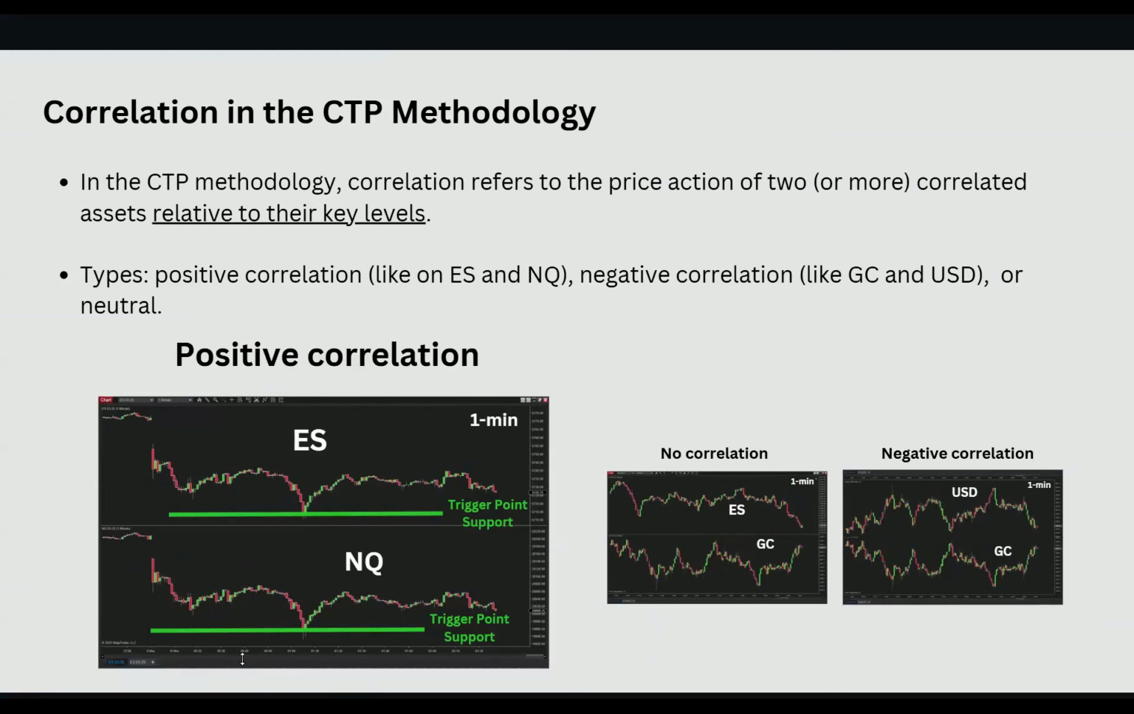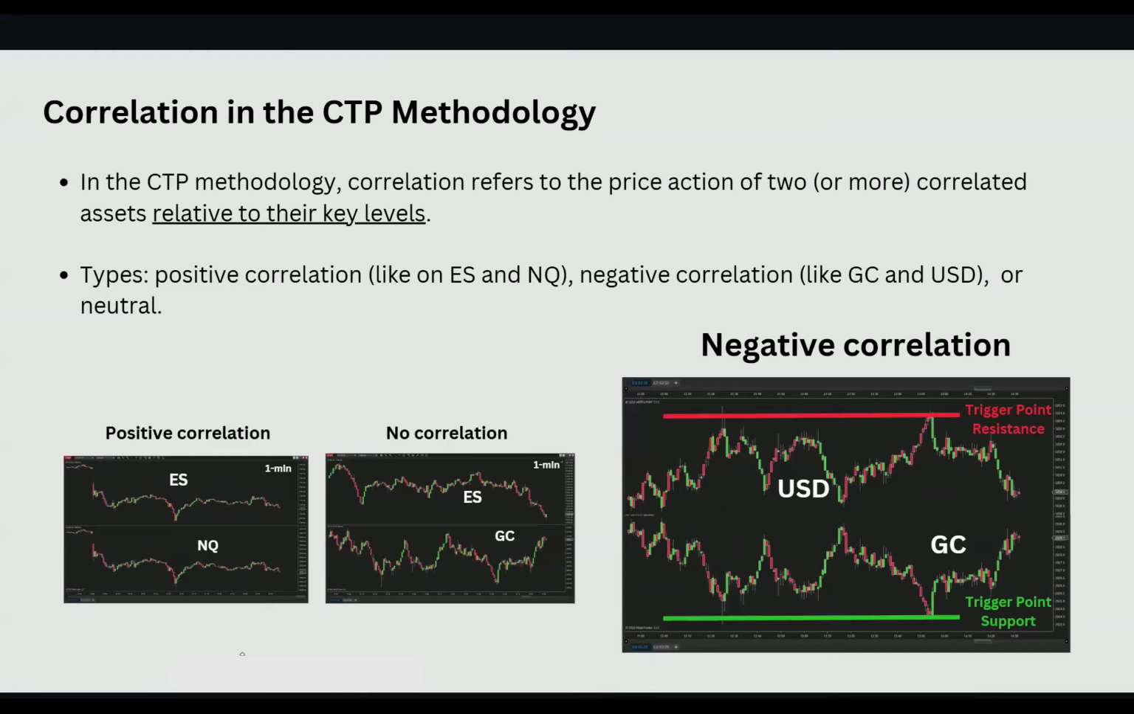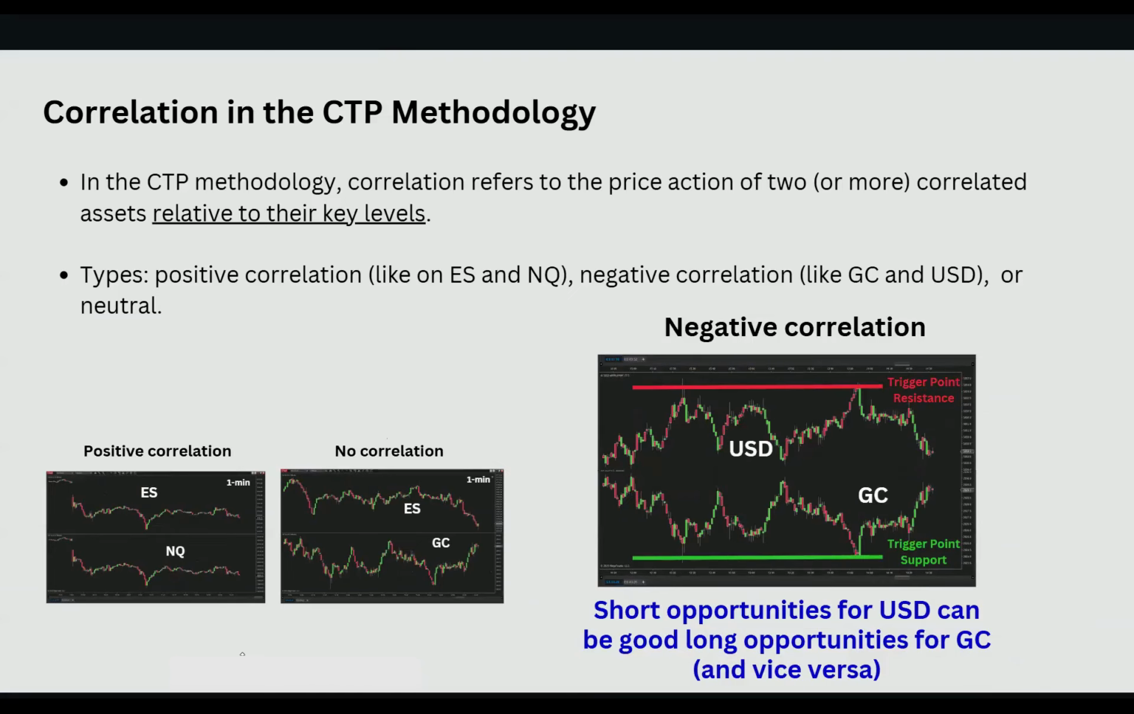For positive correlation, this means that when an instrument bounces off a key support level, we expect its correlated asset to do the same, to bounce off its key support level as well. For the negative correlation, this means that when an instrument bounces off a key support level, like the GC here, we expect its inverse correlated asset to do exactly the opposite, to bounce off its resistance level. So when a long signal is generated on GC, a short signal is generated on USD. Short opportunities for USD can be good long opportunities for GC and vice versa.